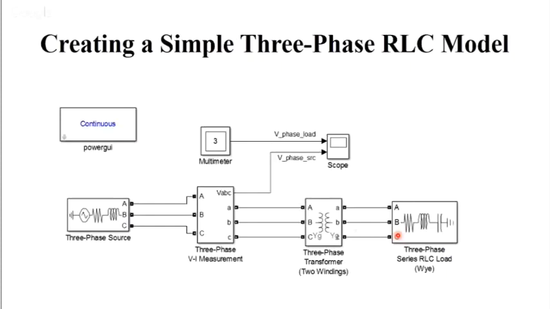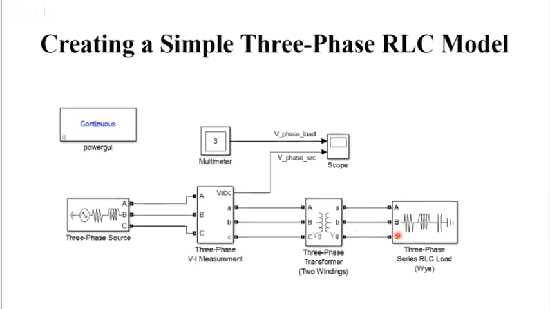So this is a simple three-phase RLC model. This is the objective, in which we connect a three-phase source with a three-phase RLC load, and along with all of this we connect a three-phase, two-winding transformer. This is the circuit we are going to create.